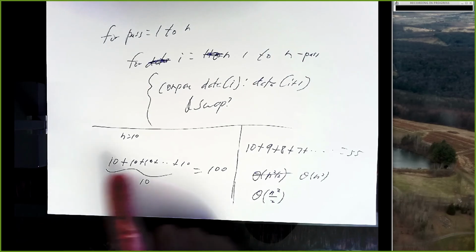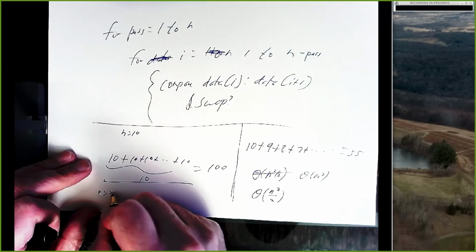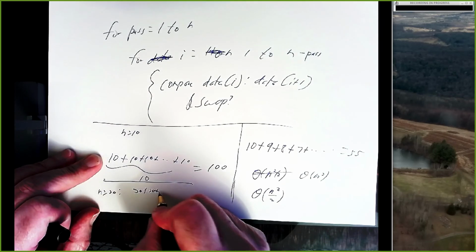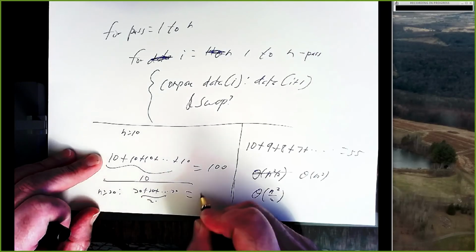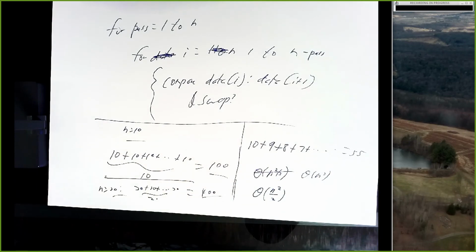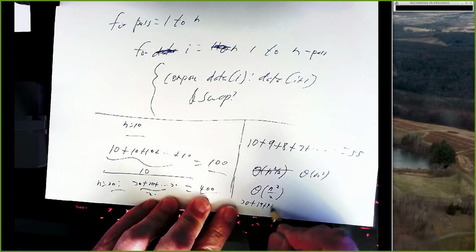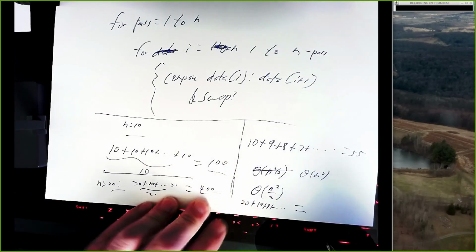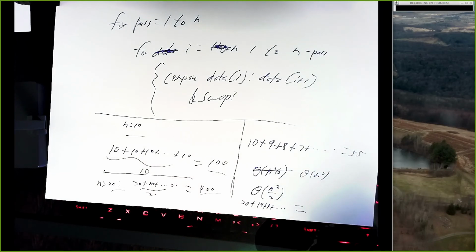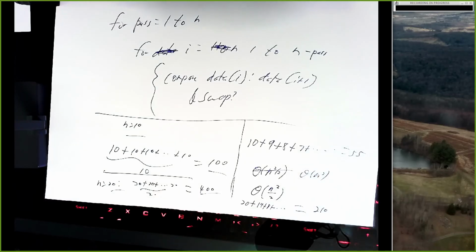So if n is 10, I'm going to do 100 operations here. If n equals 20, I'm going to do 20 times 20. That's going to be 400. So I double n, I quadruple the amount of work I do. Here I would end up doing 20 plus 19 plus 18 and so on. And that's going to end up being, I don't know, 210 or something like that. 220. So basically doubling.